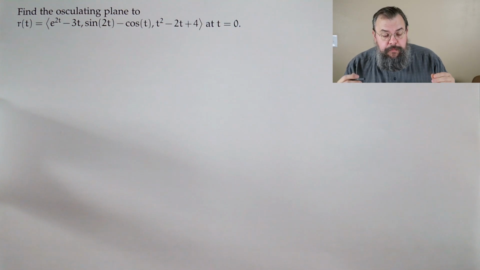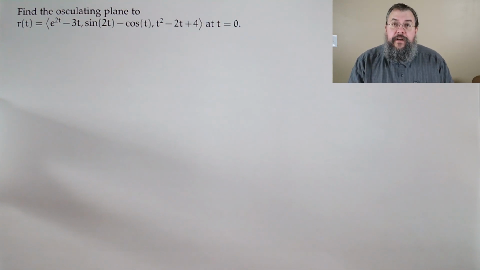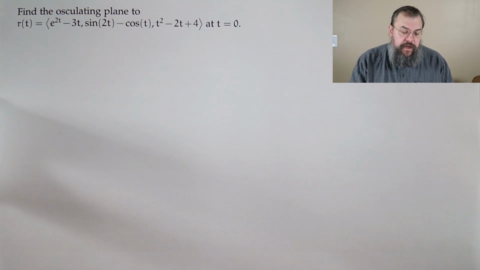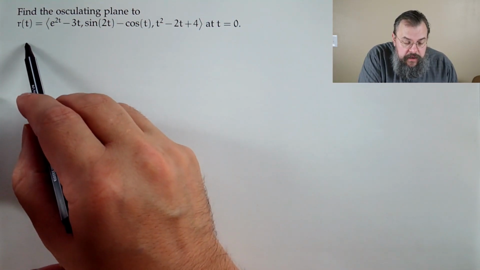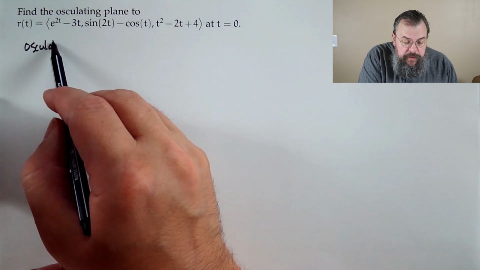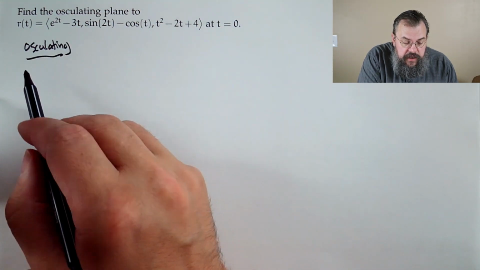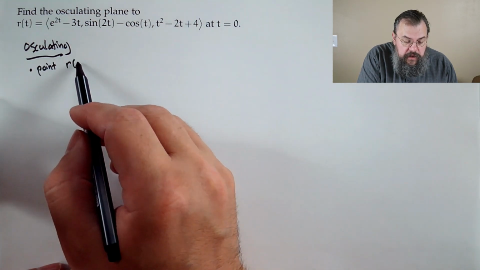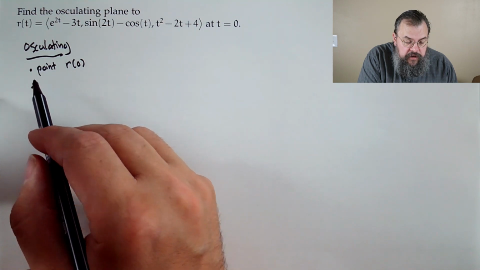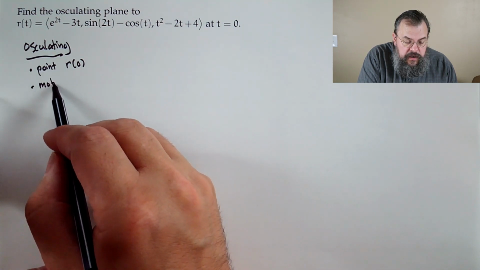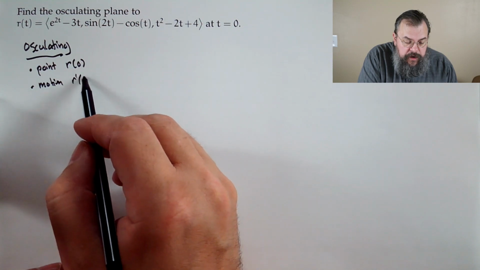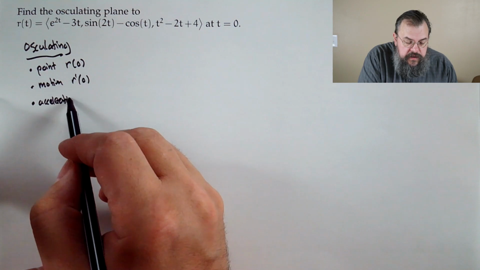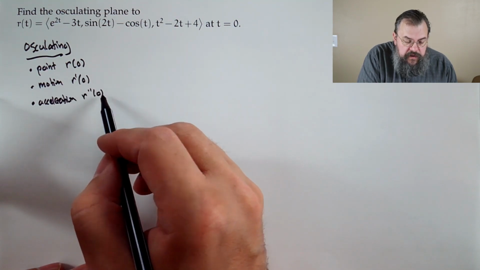Find the osculating plane to the following curve at time t equals 0. Now remember, what is the osculating plane? The osculating plane is a plane that has three pieces of information. It contains the point, in other words, r at 0. It contains the motion, in other words, the velocity r prime of 0, and it contains acceleration, in other words, r double prime of 0.